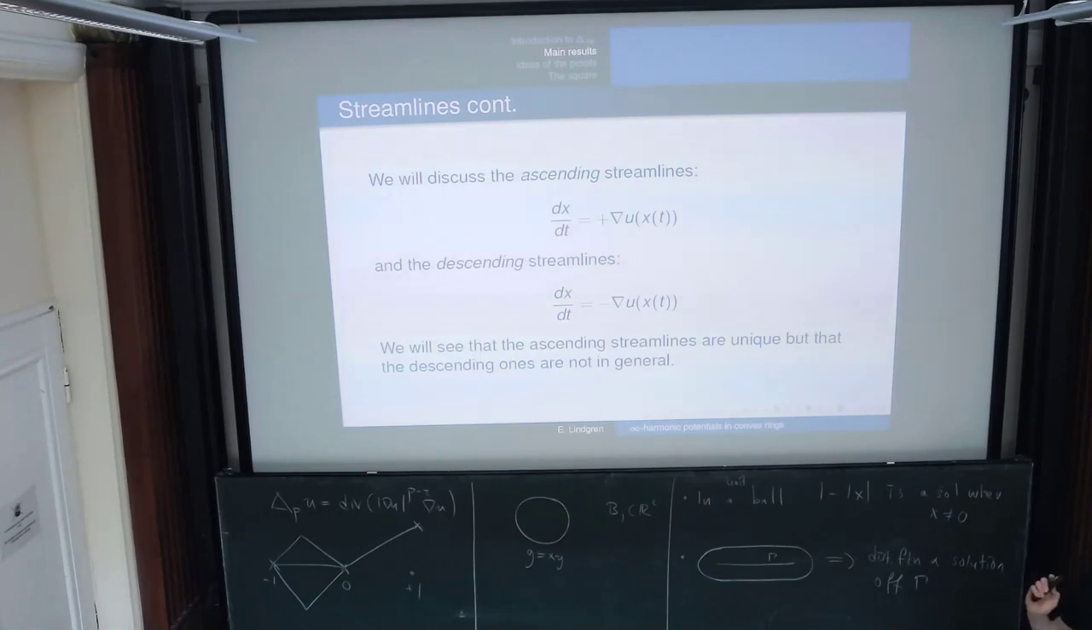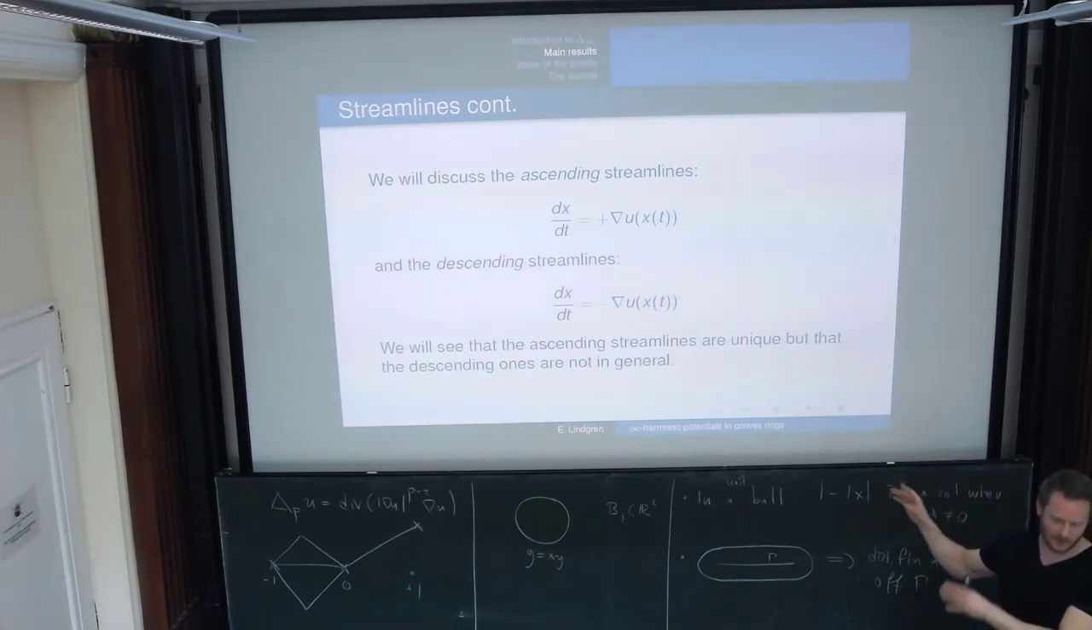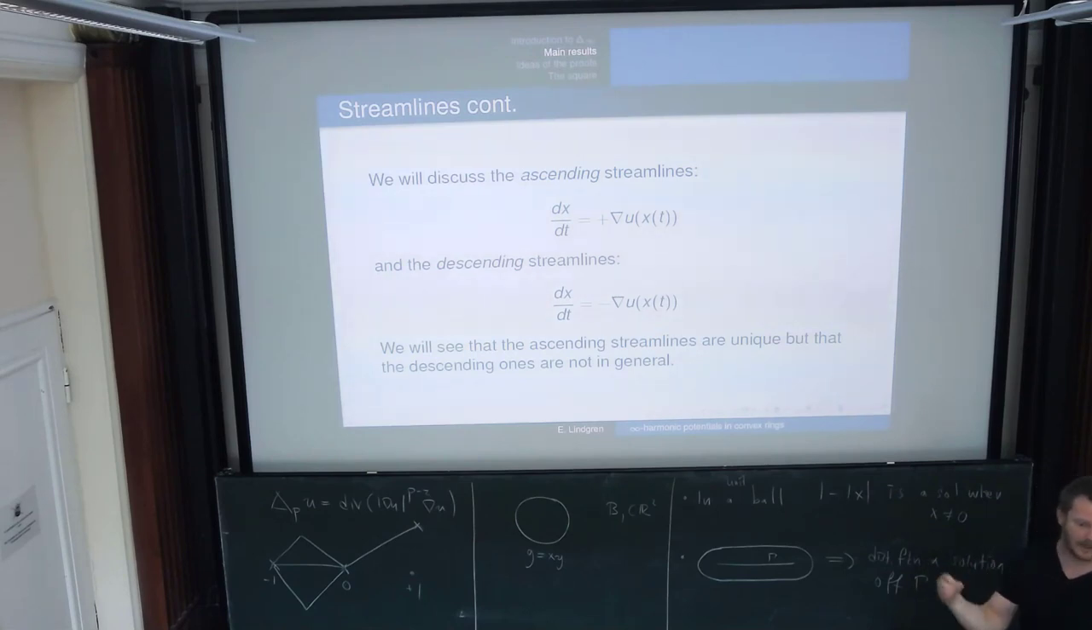What are the weakest conditions you have for forward uniqueness of these ascending ones? So you mean the weakest condition to have uniqueness? The forward. Our setting is quite special, as I will come to. We're working in convex domains, actually in convex rings. So that's why you can guess that you should have some sort of property like that, and then they are always unique. But in a general set, I don't know. I have no idea.